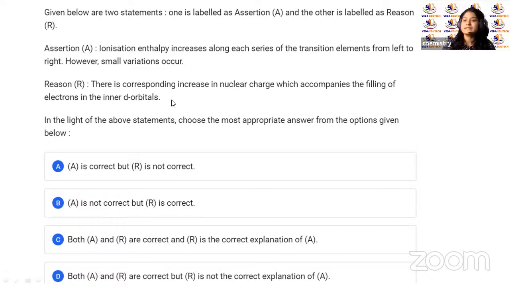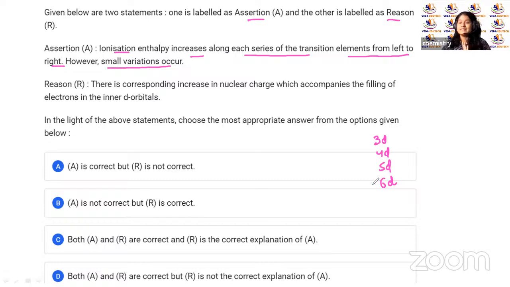Okay, so let us see what is given here. It's given that there are two statements, one is assertion and the other is reason. The first statement says the ionization enthalpy increases along each series of the transition elements from left to right, though only a small variation occurs. So we know that we have the 3d series, 4d series, 5d series, and 6d series.